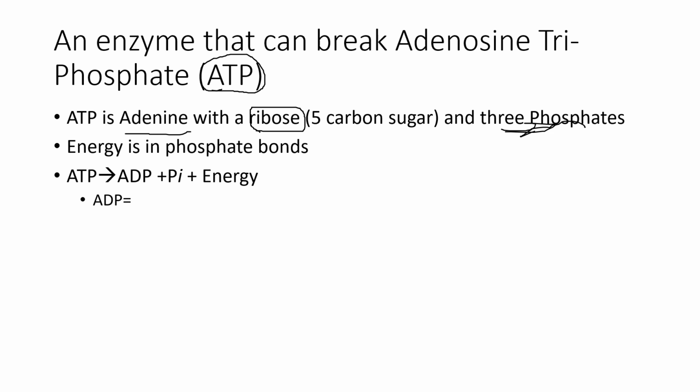Now, if you have ATP here, and you break the bond, you end up with ADP and a free phosphate that's not bound to anything. And you get energy. That energy can be used to do work. So ATP goes to ADP. In this case, the D stands for di, which is 2. So adenosine diphosphate would tell you that you have 2 phosphates for every adenosine.